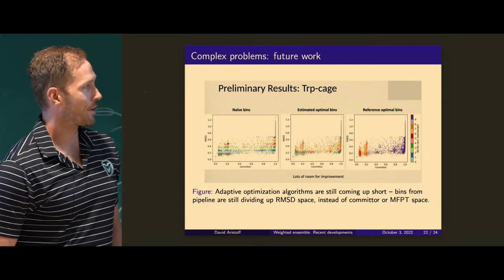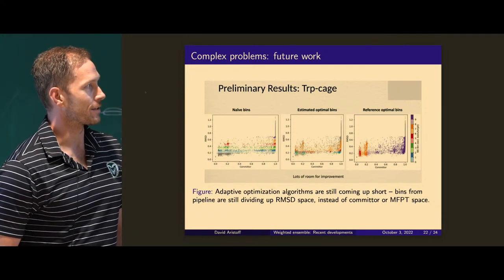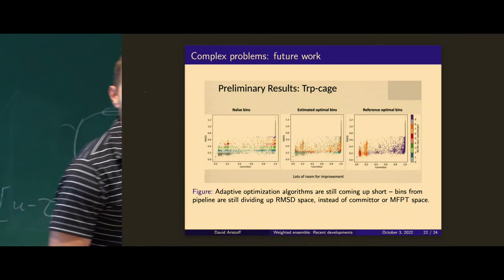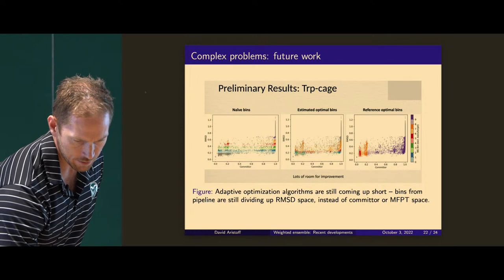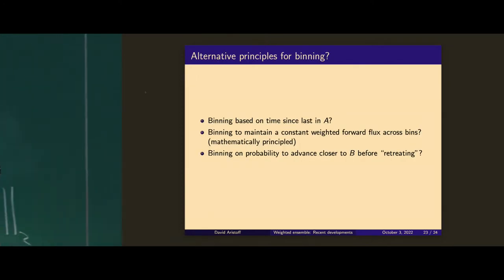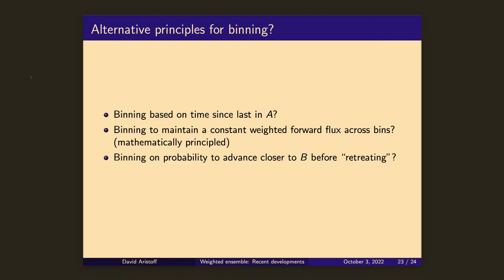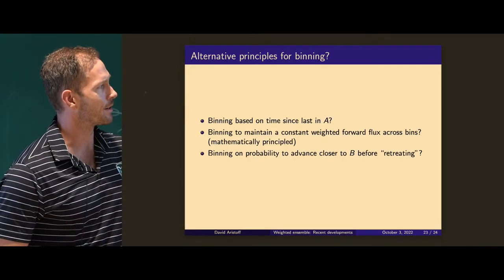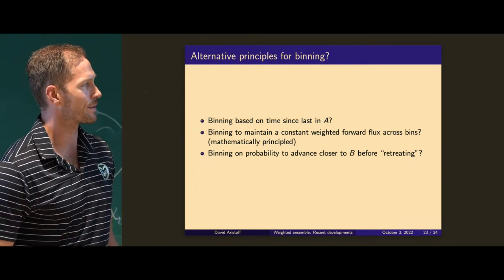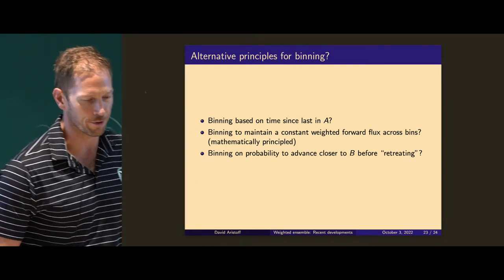But we don't know how to do it on the fly yet, so that's something that we'd hopefully like to learn here this week. There are also some questions I have about whether there are other ways we can go about binning that don't rely on complex quantities. Can we bin based on time since last in A? That's kind of principled. Can we bin based on other things like maintaining a constant weighted forward flux? I think that's also kind of principled. There are various ideas of this kind that I think we need to explore.